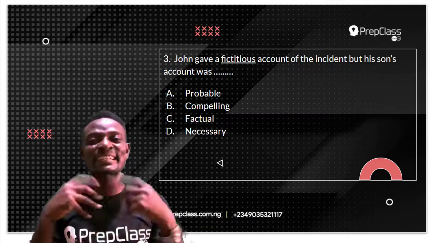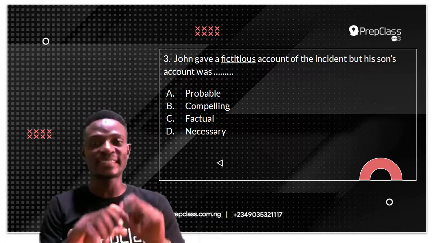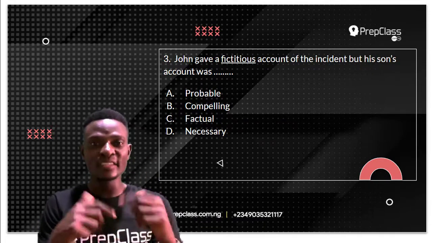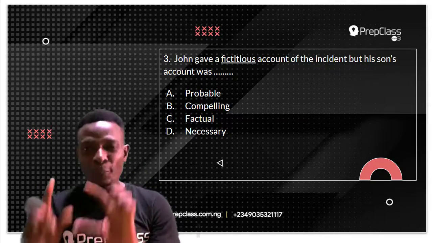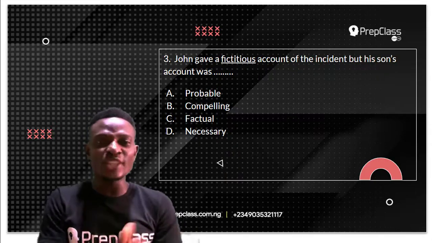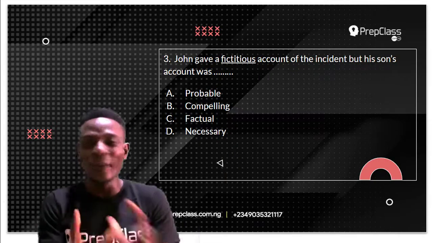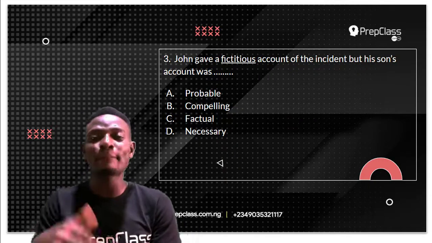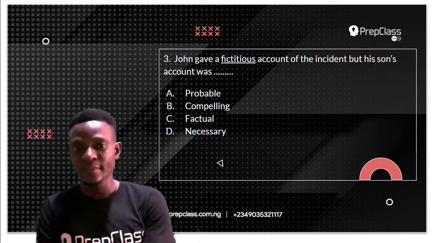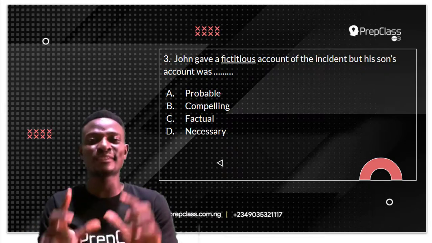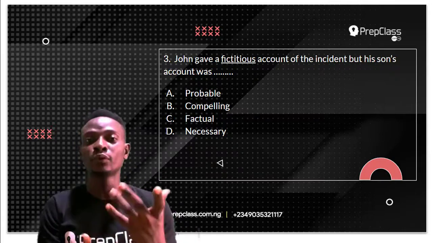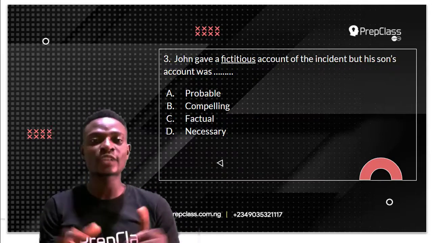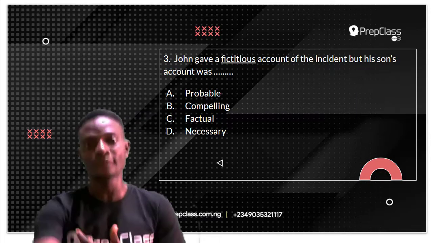John gave a fictitious account of the incident, but his son's account was dash. Remember, we have to select the option that means the opposite of the underlined word and will at the same time fill in the blank space appropriately. So the first thing we have to do is to define the word fictitious. Remember, the options we have are probable, compelling, factual, and necessary. So what is the meaning of the word fictitious?